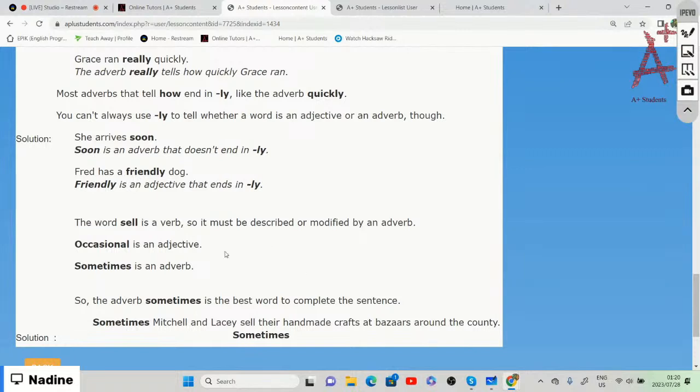All right, so if we choose the correct word to fall within that sentence, we can say sometimes: Michelle and Lacey sell their handmade crafts at bazaars around the county. Sometimes, right? So when or how often? Sometimes we sell it, sometimes we don't. So sometimes is the adverb, right? And remember, we said they're looking for a word that modifies the verb, which is an adverb.